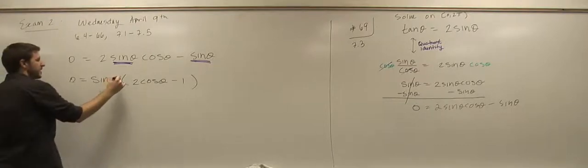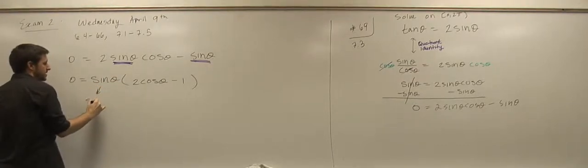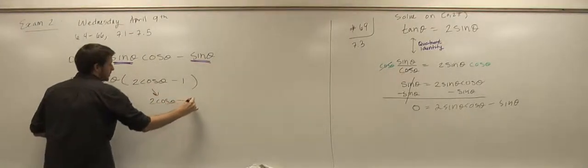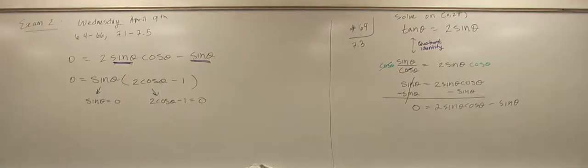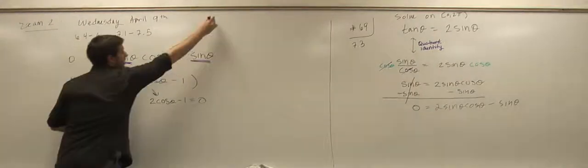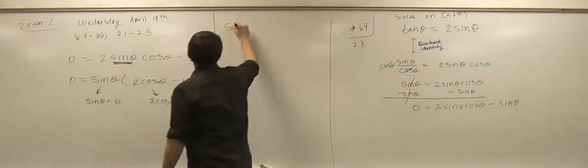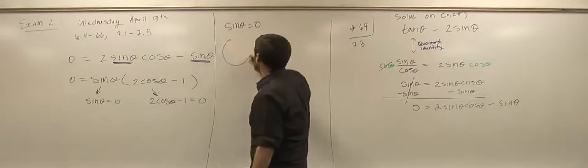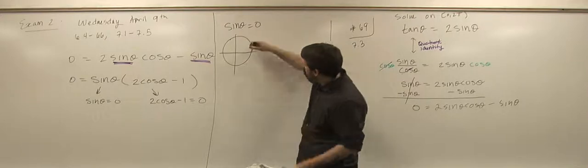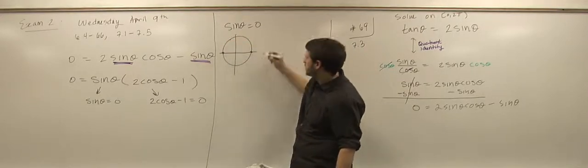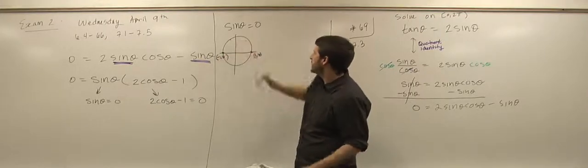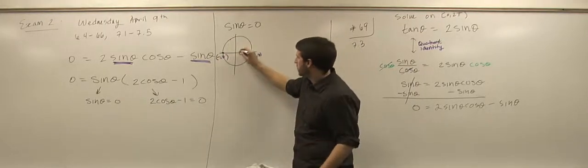So now that you have it factored, each of these factors can be set to 0. Either sine theta equals 0, or 2 cos theta minus 1 equals 0. This one I have the trig function isolated, so I can go ahead and go to my unit circle. If sine theta equals 0, I look on my unit circle where my y value is 0. It's either here or here, 1, 0 or negative 1, 0. So what are my angles for sine theta equals 0? 0 and pi.